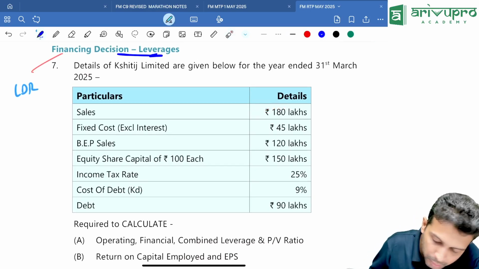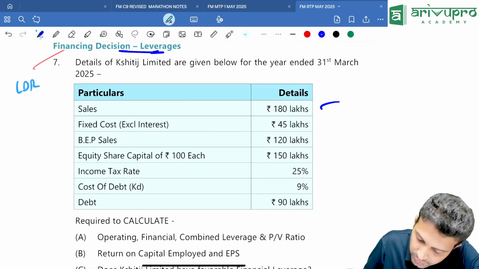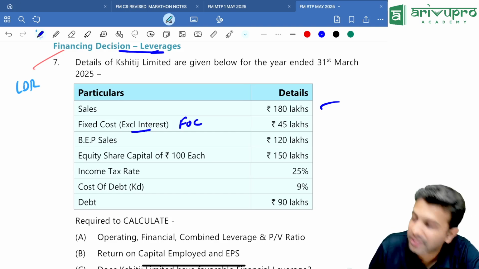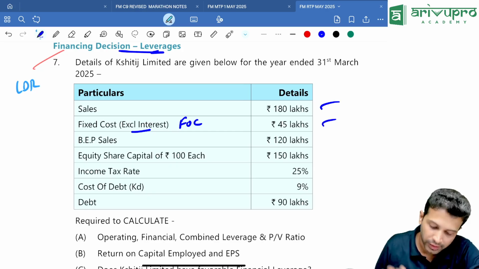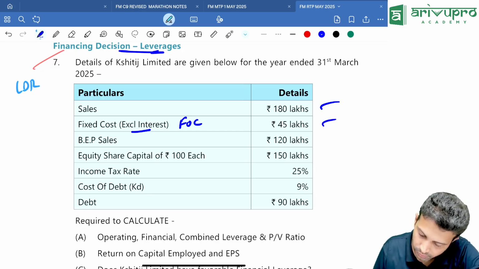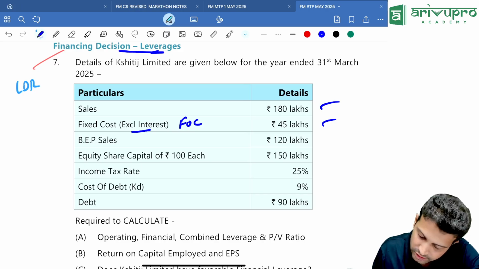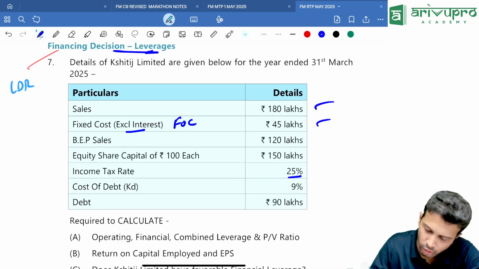Let's try to mentally remember first. Sales is how much? 180. Fixed cost excluding interest only, we call it FOC, fixed operating cost. That is given how much? 45 lakh. Anything else? They've given debt. Debt will not come. Tax rate is given, we will see that later. Only these two are relevant.